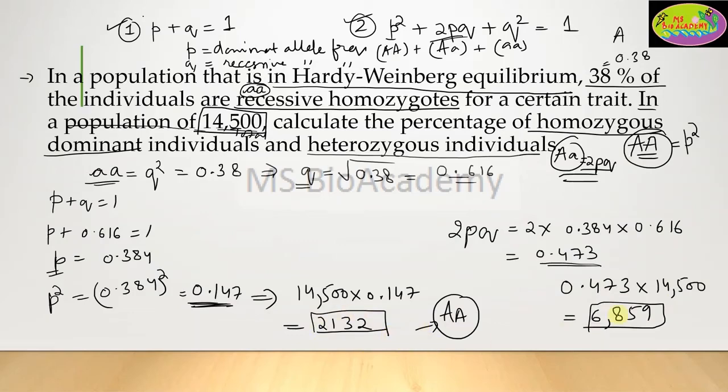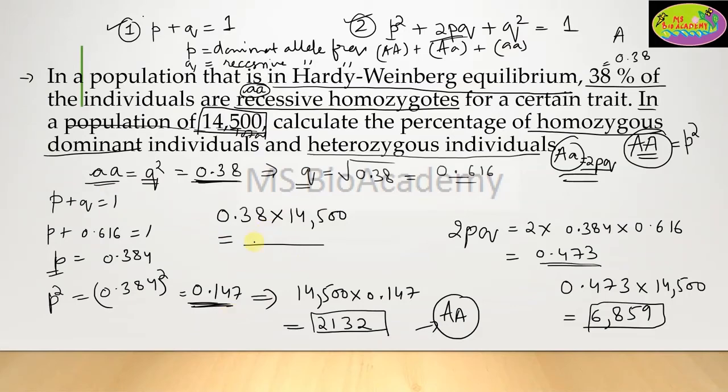Now you can check whether what we have done is correct or not. What you can do is find the number of homozygous recessive individuals also. So we can calculate the q square also. Now q square is already given, 0.38. This frequency is already given, we just need to calculate the number of individuals. So again we're going to multiply it with the total number of population.